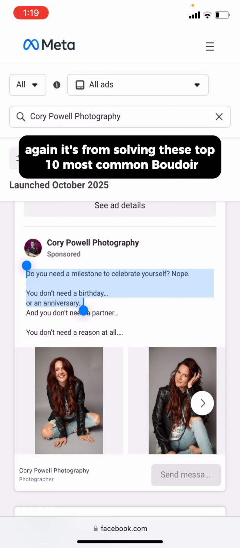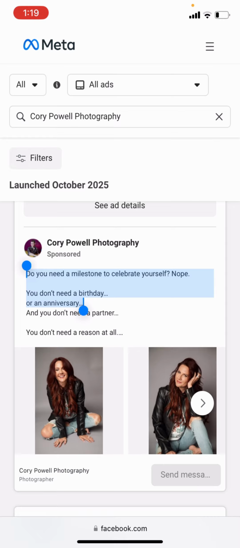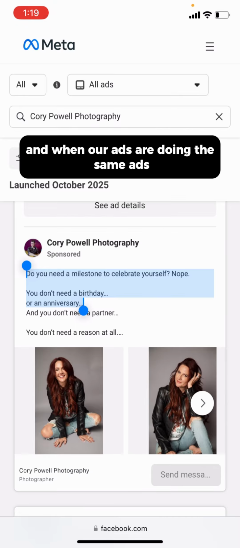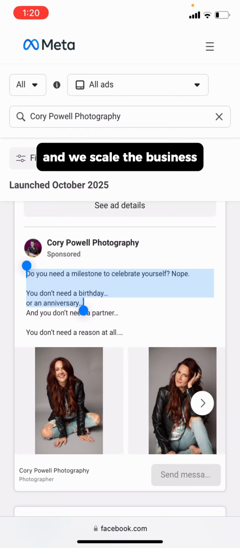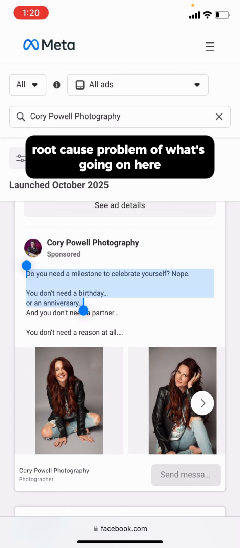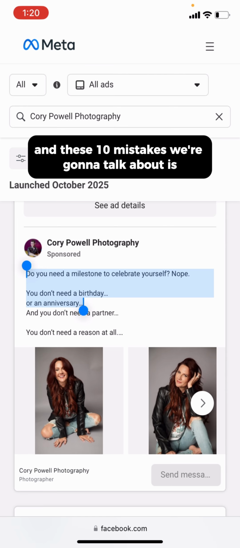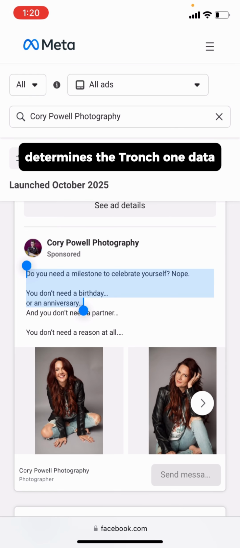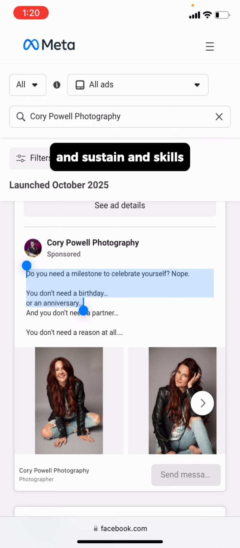And again, it's from solving these top 10 most common boudoir photographer Facebook ads mistakes. And when our ads are doing same ads and better results over time, our ads are sustaining and scaling, and we scale the business. So that's the actual root cause problem of what's going on here. And these 10 mistakes we're going to talk about determines the tranche 1 data and whether our ads go to the downward spiral of despair or the upward spiral of awesomeness and sustains and scales the business.